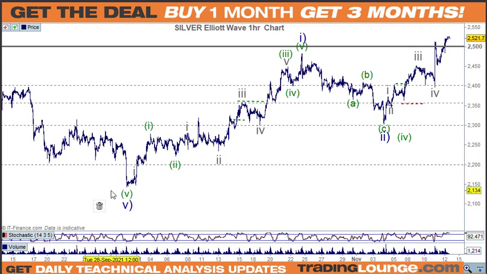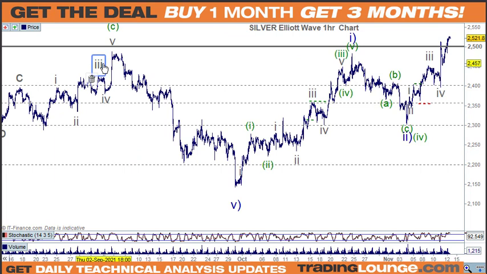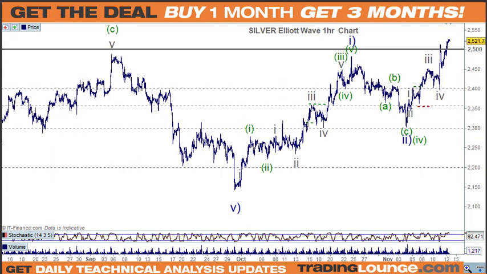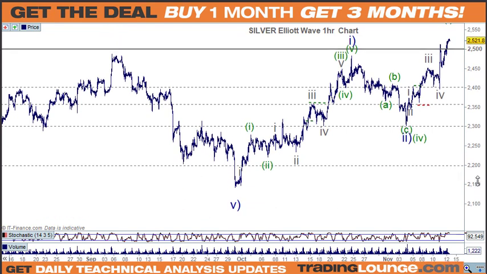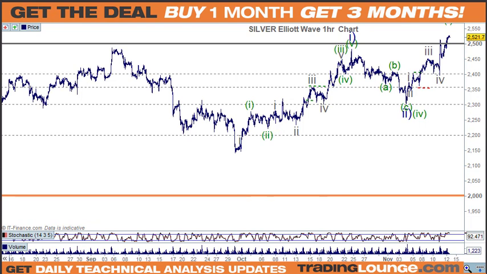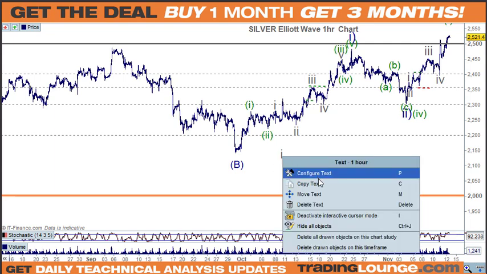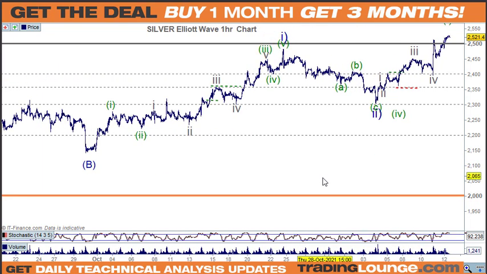In fact, we don't really need anything on that side anymore. Just clean that up while I'm here a bit. Don't even need that. We can put wave B there, just for the time being. It's the hourly chart, I don't need to see too much in all of that.